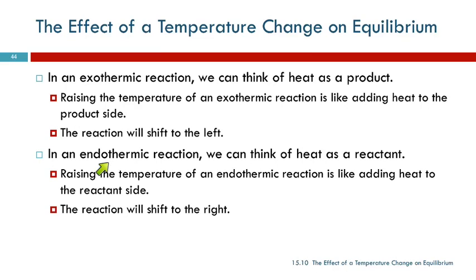In an endothermic reaction, we can think of heat as being a reactant because we have to put heat in to make the reaction go. And so changing the temperature will cause us to either increase or decrease the amount of heat. If we increase the temperature, that's like adding heat to the reactant side, it will cause the reaction to shift to the right.